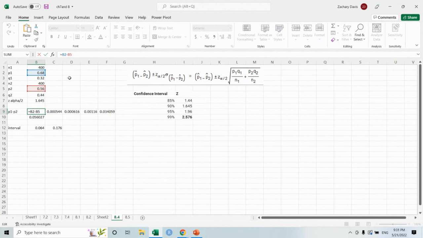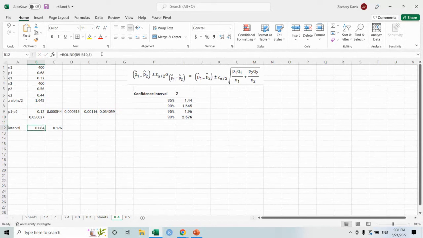So we're looking at the difference in those two proportions. Then we're going to plug into all this formula, and we get 0.05627 based on Z alpha/2 times that. Then we're going to add that to our difference. Our difference was 0.12, and we're going to take this part of the formula and add and subtract it to get our interval. So we'll get a 90% confidence interval of between 0.064 and 0.176.